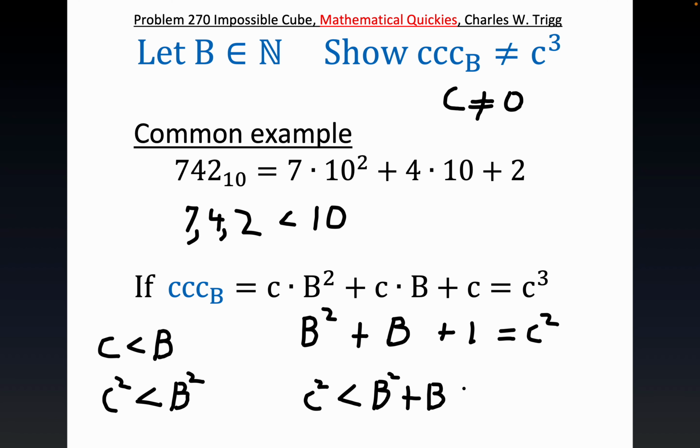And of course, that's a contradiction. That's impossible. So however you write down contradiction, this is certainly false, and that means that this statement is true. In other words, we assumed the opposite of what we were trying to prove. We assumed that this number in base b is equal to its expanded form, and when we assumed that it was equal to c cubed, we got this contradiction right here.